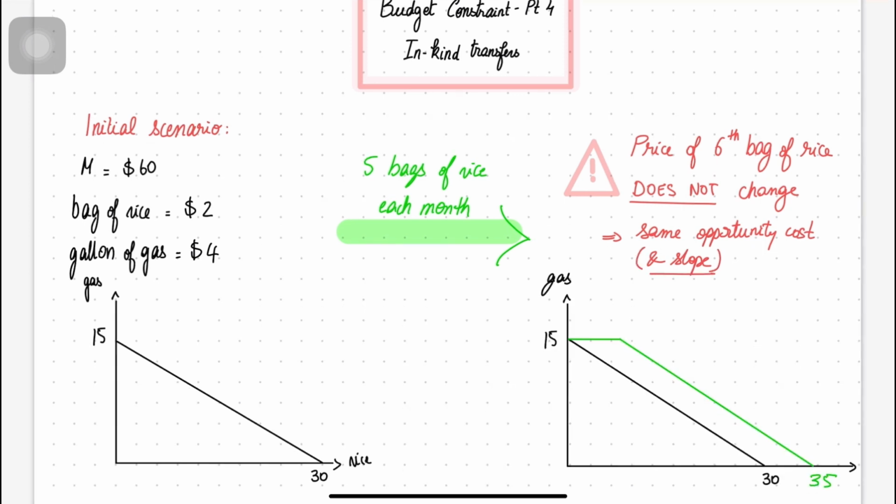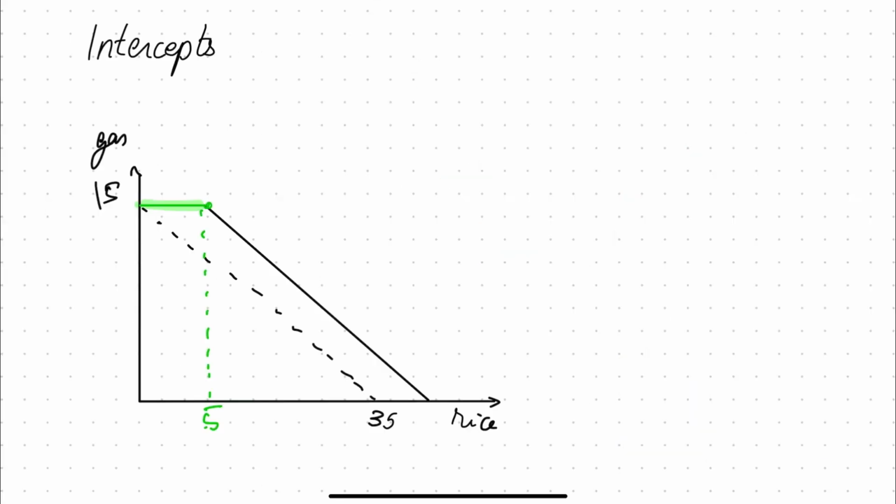So what happens to our budget constraint? So here it shifts outward by 5 units of rice bags. So the intercept only changes for rice but not for gas, which is very important here. But let's unpack that together. So the intercept, it represents the point at which you decide to spend all your money on one good only.